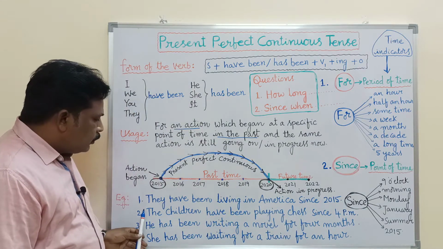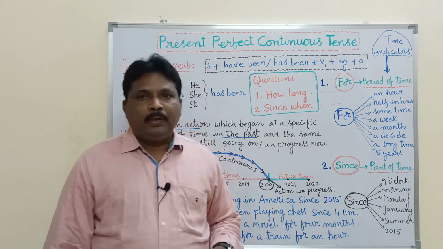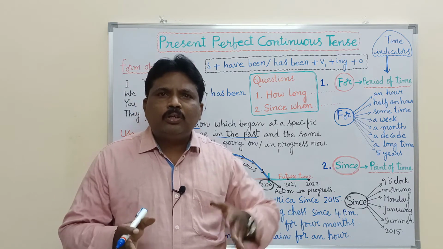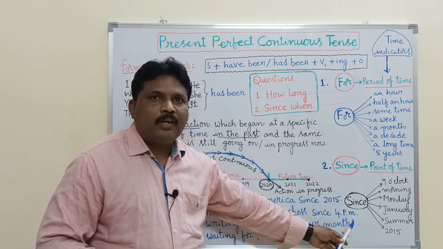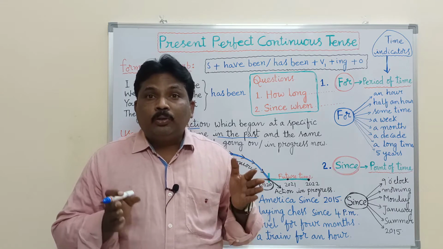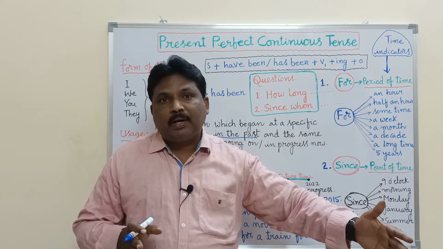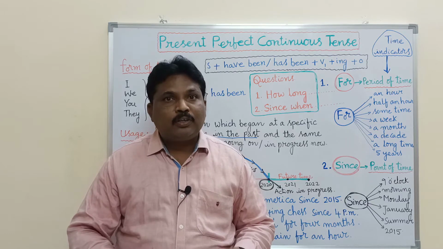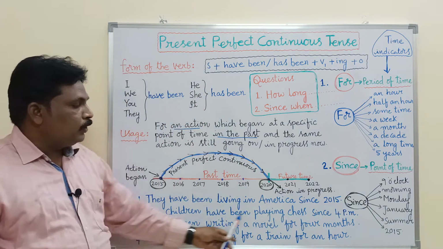Another example: the children have been playing chess since 4 p.m. For example, the time is 5 p.m. So the children started playing chess at 4 p.m. They started at 4 p.m. and now the time is 5 p.m. So the action started at a specific point of time in the past, and the same action is still in progress at the present moment. So we can use present perfect continuous tense.